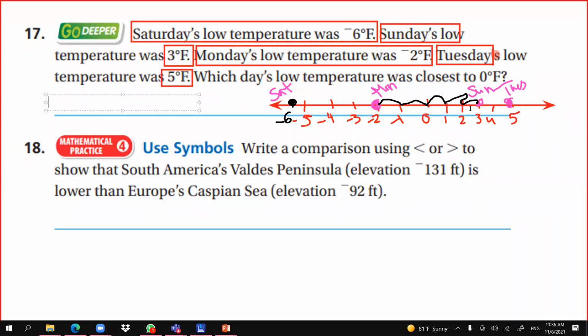Number 5, Tuesday. Tuesday, miss. This one here. A Tuesday. Yes.